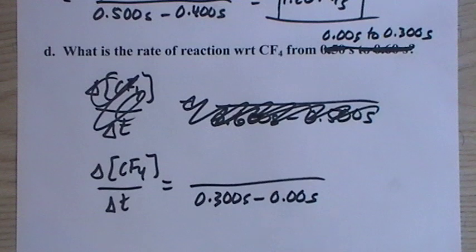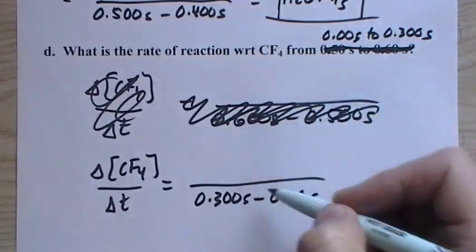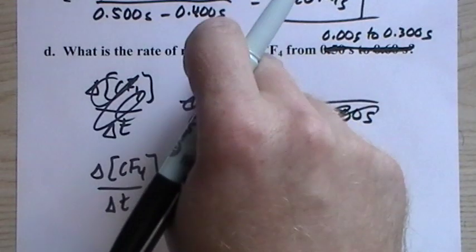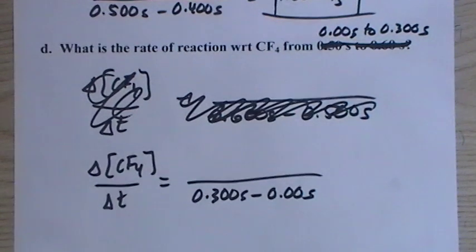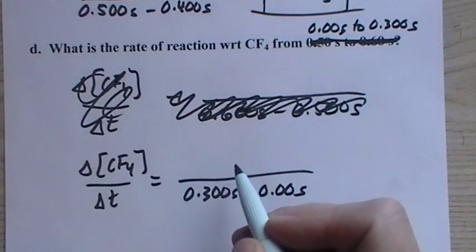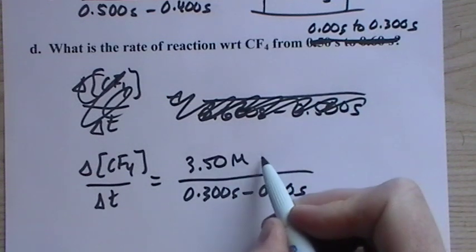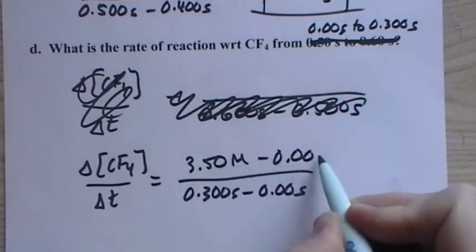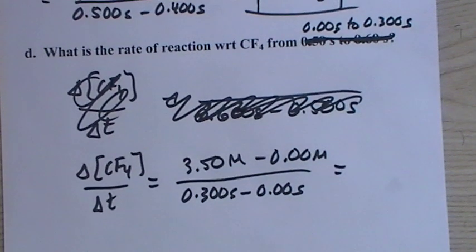Students may see that since I always make it one increment, 0.1, that you can't go any further. Of course you can. If you have, you can go from 0.00 seconds up to 0.5. You can go from the start of that chart all the way to the end, no matter how large the time span is. So 0.3 seconds for CF4 is 3.5 molar, and then 0 seconds is 0 molar. Nice and simple. And this comes up, so this is 3.5 divided by 0.3.